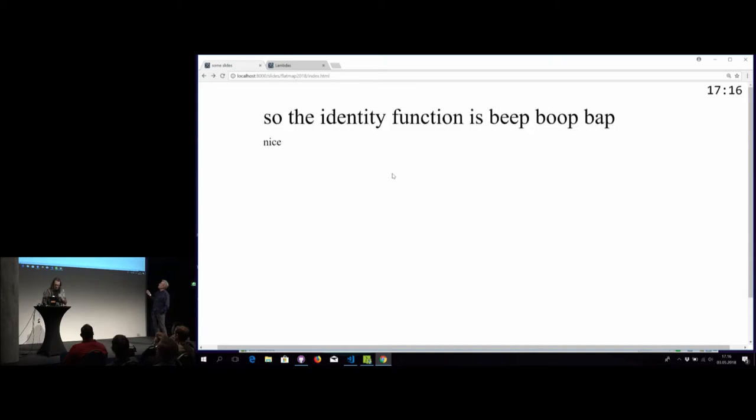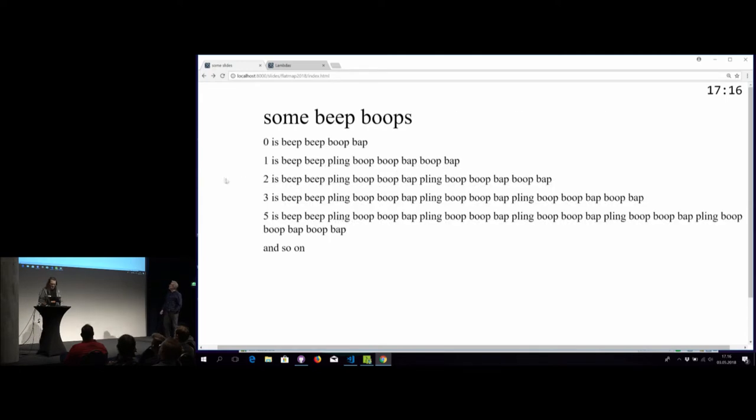Okay, so maybe some examples. The identity function is beep boop bap, which was a design guideline. Beep is the lambda abstraction, and then you have the boop bap, which is basically the number 1. Yes. Okay. And then the numbers.